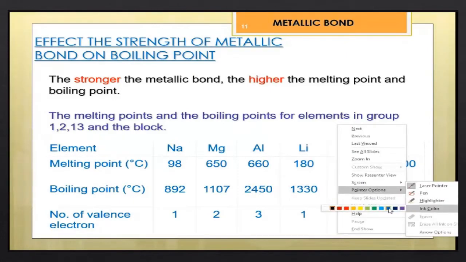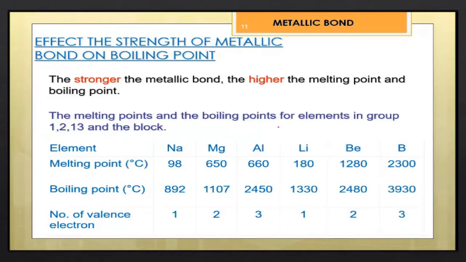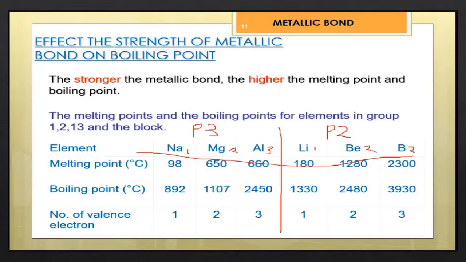Let's check this diagram. Here is period 3. This is period 2. As I said just now, this one has 1 valence electron, 2 valence electrons, 3 valence electrons. 1 valence electron, 2 valence electrons, 3 valence electrons. Aluminium has the highest number of valence electrons, and the size of aluminium is the smallest. That's why its melting point and boiling point compared with magnesium and sodium is the highest.